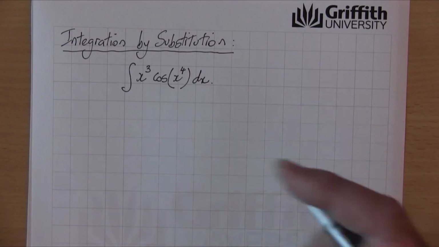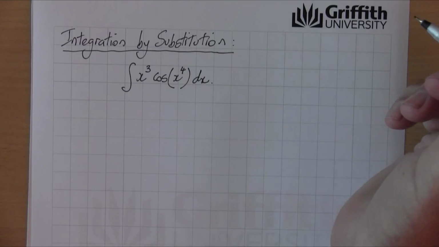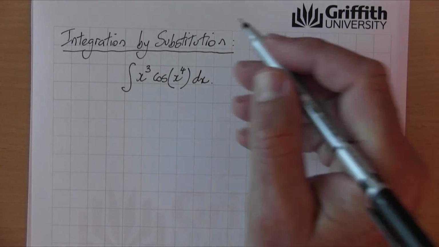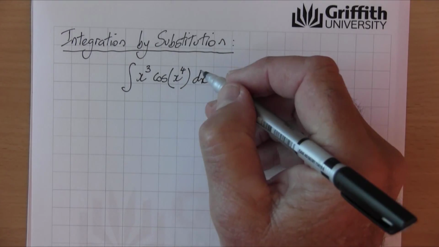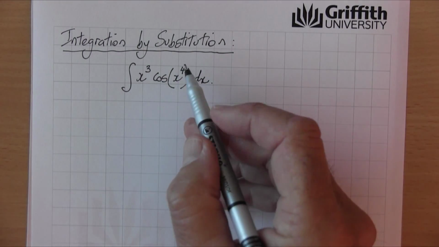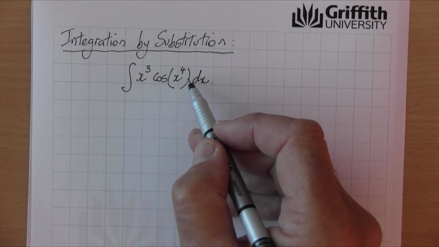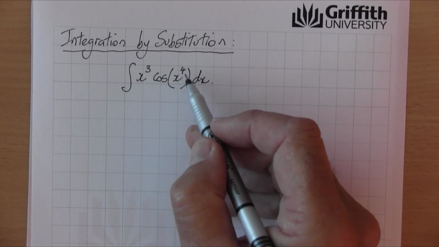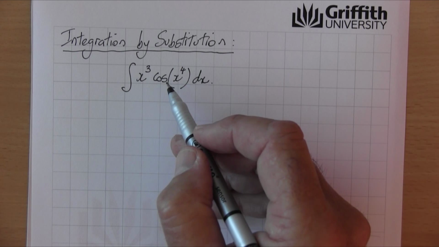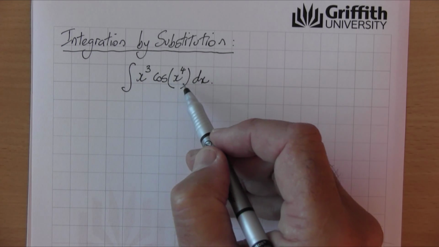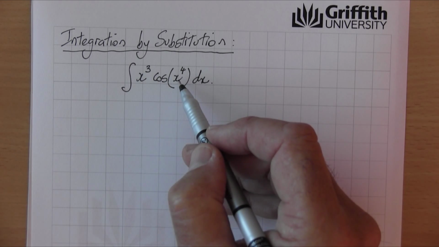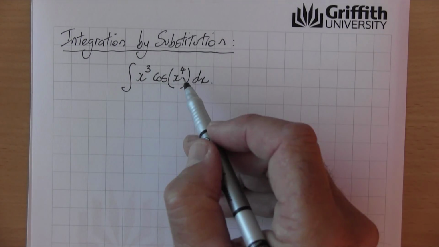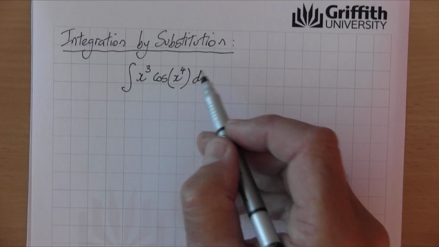One of the techniques for integration is substitution, where we make the integral easier by substituting in. Now, here we've got a function of a function. X to the fourth is a function, and we've got cos of x to the fourth. So we've got a function of a function. What we could do is make u equal to x to the fourth, and that would certainly simplify.